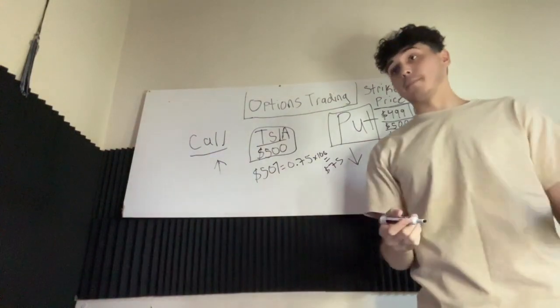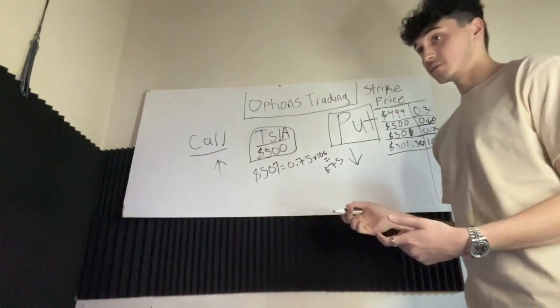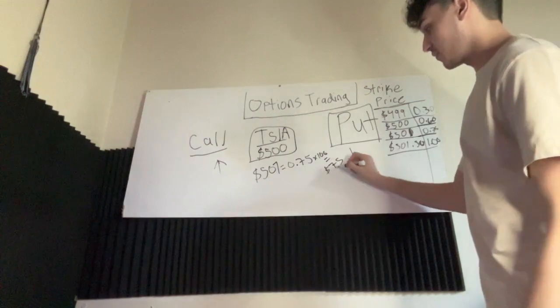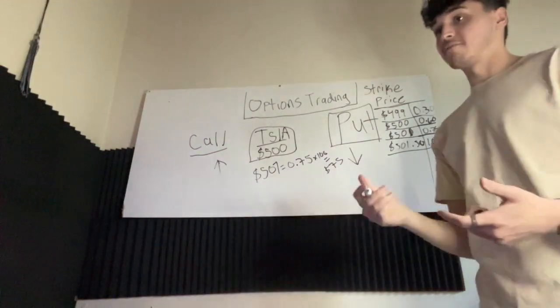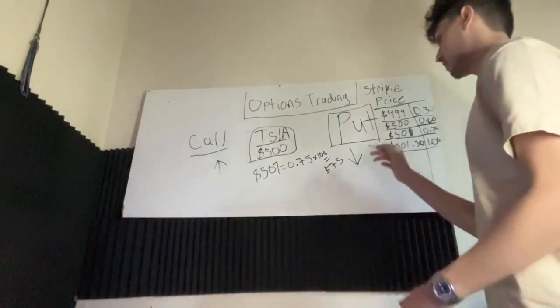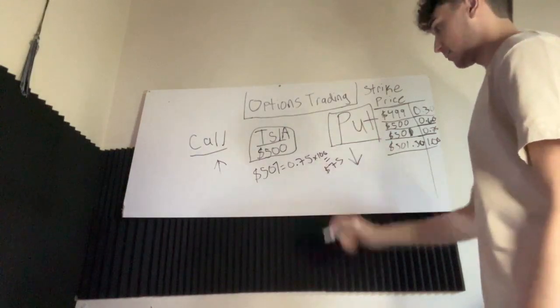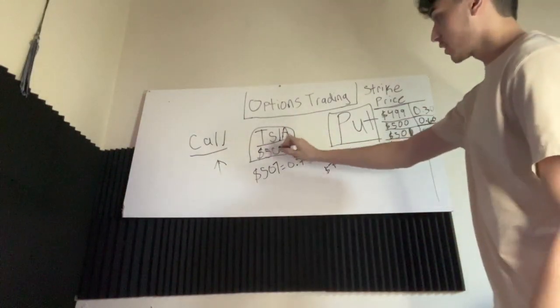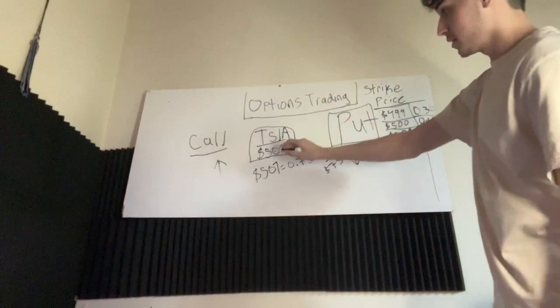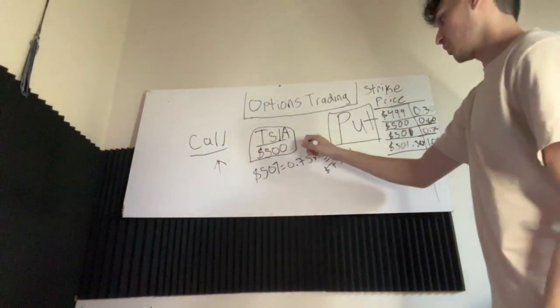Obviously, if we were to buy multiple option contracts, not just one, we would times that 75 times whatever the amount of contracts that we would be buying. Now, as our strike price is 501, right, Tesla is 500.